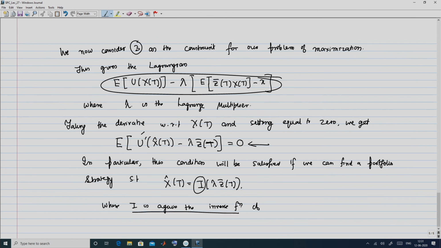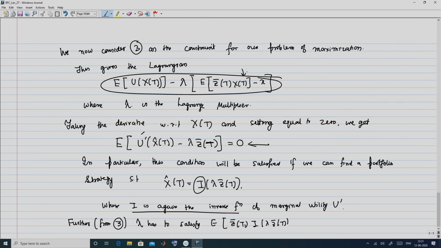So, I is the inverse function of u prime, and remember that u prime is nothing but the marginal utility. Further, from 3, lambda has to satisfy which relation, that E of z bar of t, and for x of t we have this relation I of lambda z bar of t, and this is going to be equal to little x.